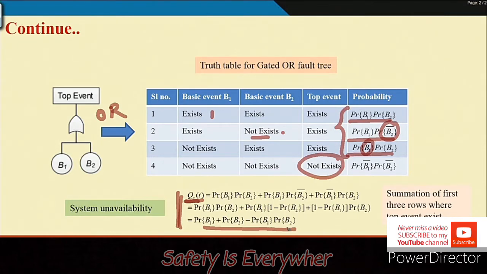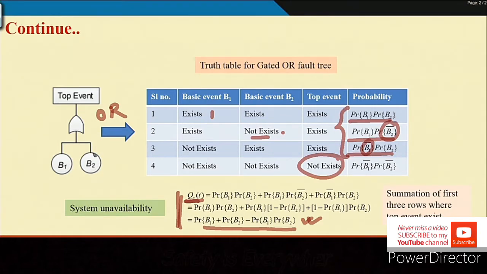Now, this equation you have already seen. If there is an OR gate with two inputs, what is the probability of E? Probability of B1 plus probability of B2 minus probability of B1 into probability of B2, that you have seen. So, the truth table is also giving the same thing, because it is an equivalent representation. Okay, so this is the OR gate.